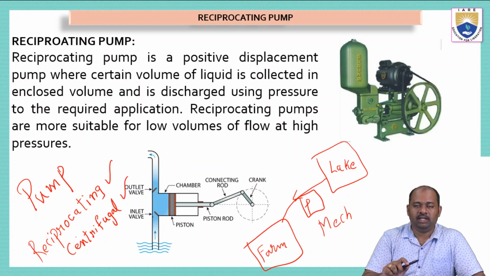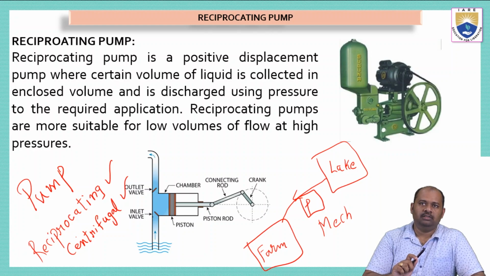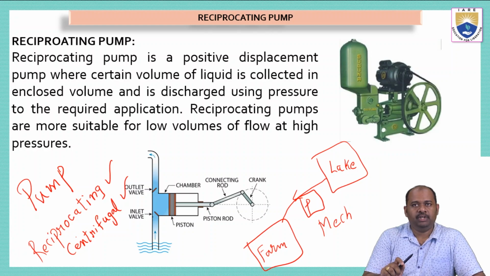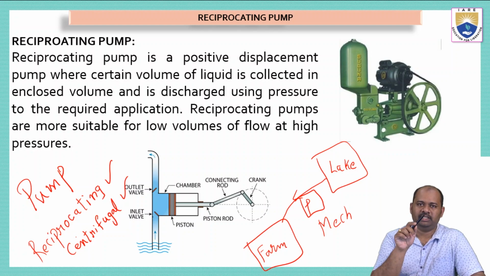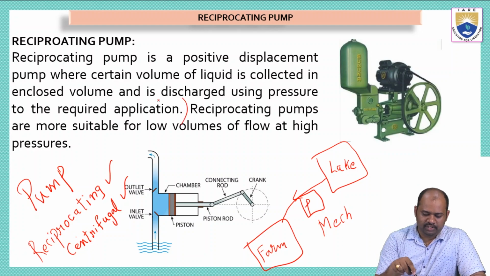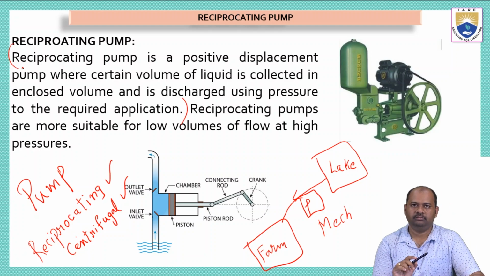Now we will try to understand the basic definition of a reciprocating pump, which is given in the scientific manner. A reciprocating pump is a positive displacement pump where a certain volume of liquid is collected in an enclosed chamber, and is discharged using pressure to the required application. This is the basic definition of a reciprocating pump.